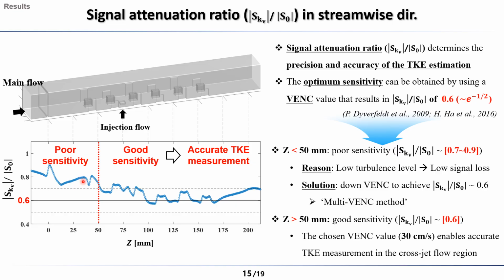This is because of low turbulence level in the inlet region where signal loss has not occurred sufficiently. So in this area, by using a lower bank value, the signal attenuation ratio can be reduced to about 0.6 to achieve good sensitivity in TK estimation. In the region larger than 50 millimeters, the signal attenuation ratio is around 0.6, indicating good sensitivity in TK estimation in this region. This demonstrates that the chosen bank value enables accurate TK measurement in the CrossJet flow region.